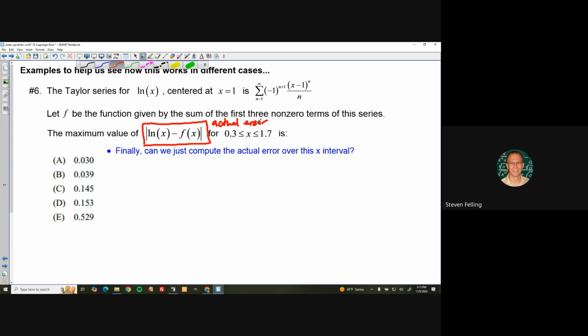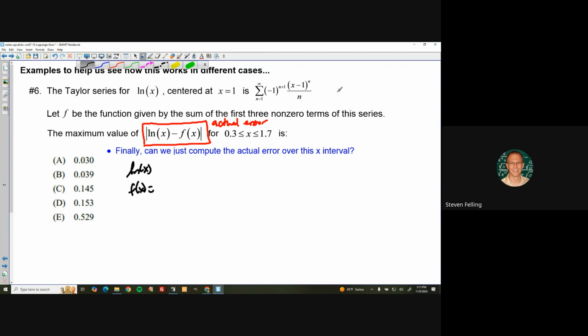It's not the upper bound of the error. They didn't say upper bound of the error. They said actual error. So what we really need to do is figure out what this absolute value of this error is. So we actually can write out two things here. We can write out what natural log of x is. We already know what that is. It's a function, right? But the function, f of x, is the sum of the first three terms.